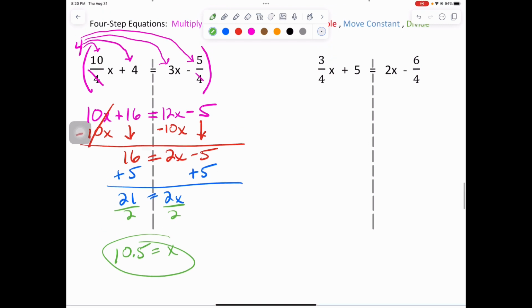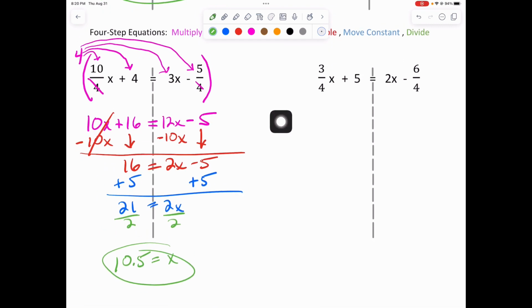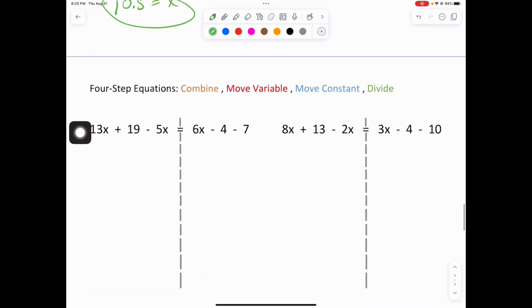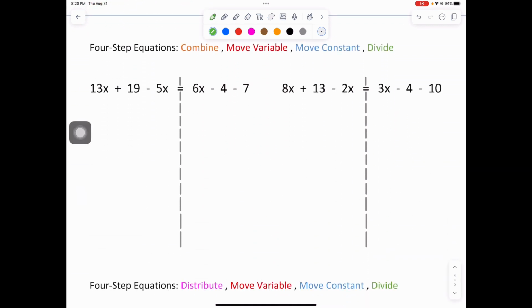Great job there, guys. Go ahead, pause the video at this time and try to solve this one independently. Moving forward, the 4-step equations. We will combine, move variable, move constant, then divide. Okay, we have already combined. Well, let's take a look what we can combine.